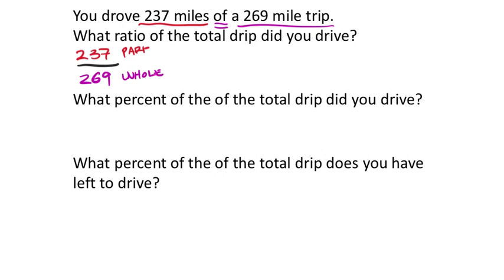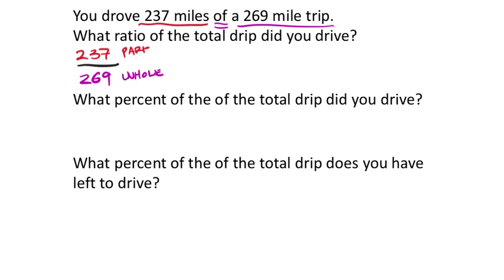Now, I have this written as a fraction. Let's see if this can be simplified. I'm just going to plug it in my calculator with the N over D button. So 237 over 269. Enter. I mistyped that one too. Yeah, it didn't simplify at all. So this is the only ratio that you can use because it's non-simplifiable anyways. So no problem, okay? The next part, what percent of the total trip did you drive?